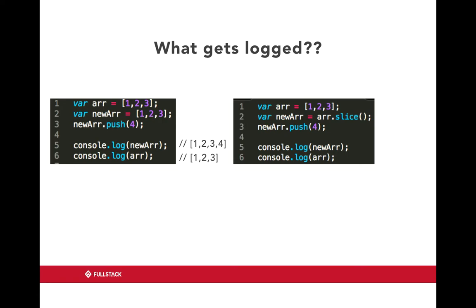Okay, so I guess obviously we want to take this from scratch, right? So arr is equal to [1, 2, 3]. This part is going to be the same, right? Now, who wants to diagram out what happens in line 2 there? Or where does newArr point to now?